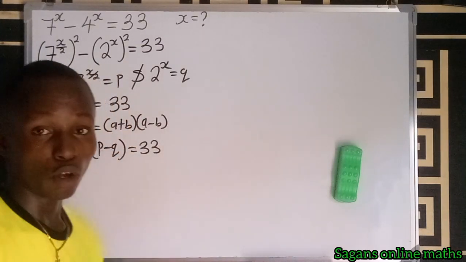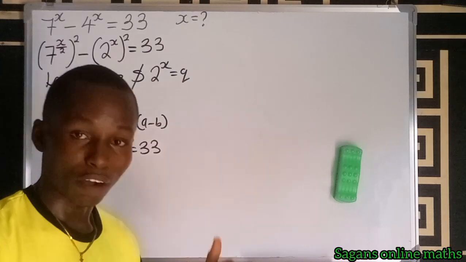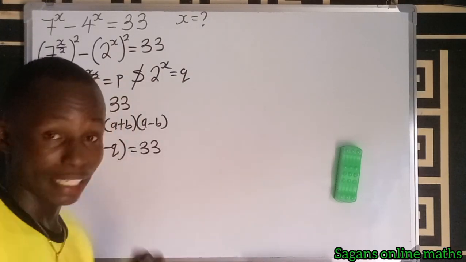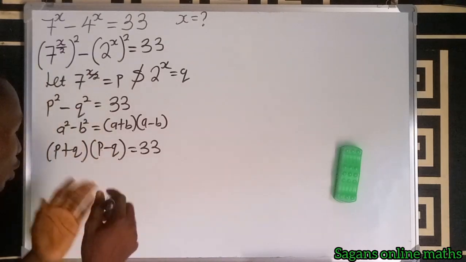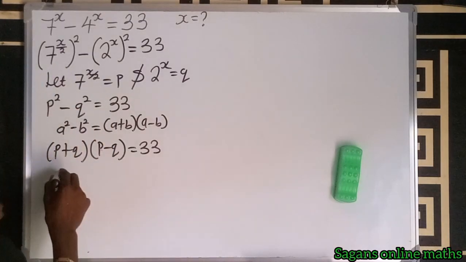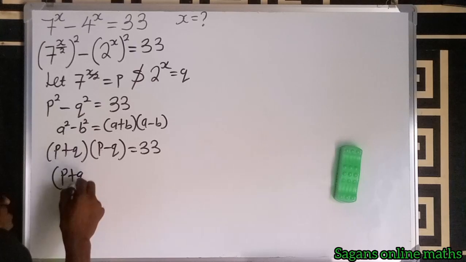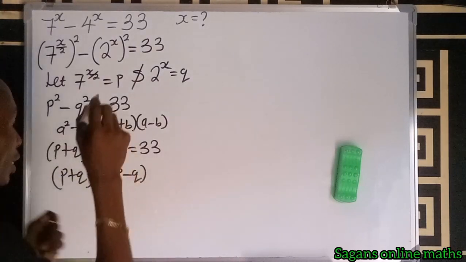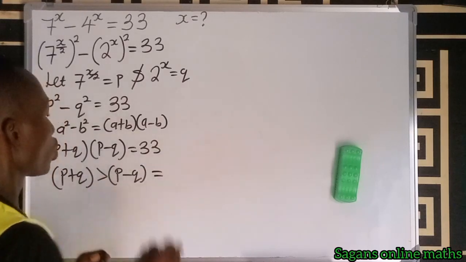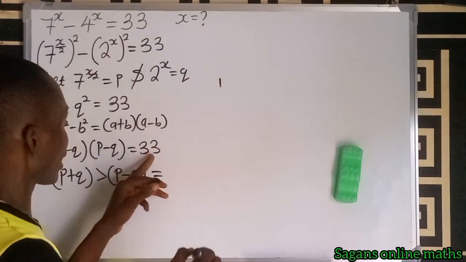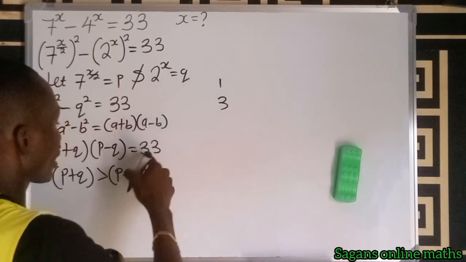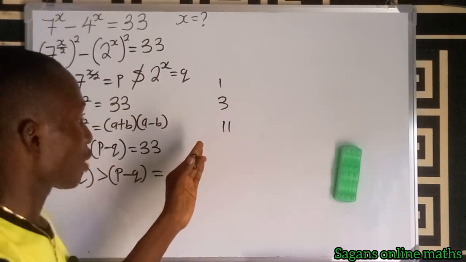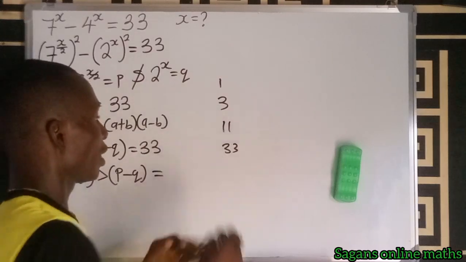Now, let's find the product of two factors. If you multiply them, we have 33. We know that 1 times 33 is 33. But I want you to understand something very interesting: p plus q is greater than p minus q, right? So you can see that 1 is a factor of 33, 3 is a factor of 33, and 11 is also a factor of 33. If these are the factors of 33, and 33 is also a factor of itself, these are the factors of 33.